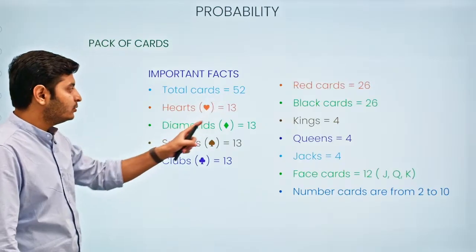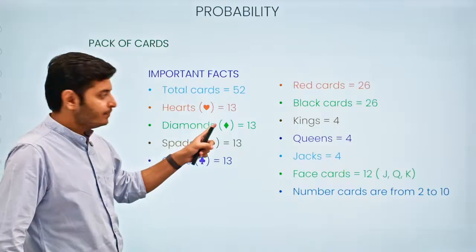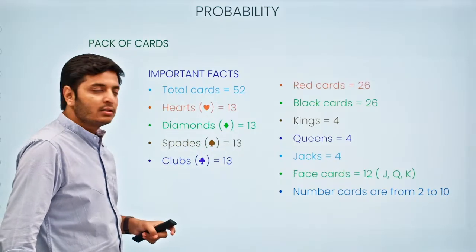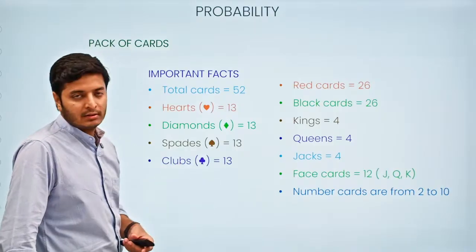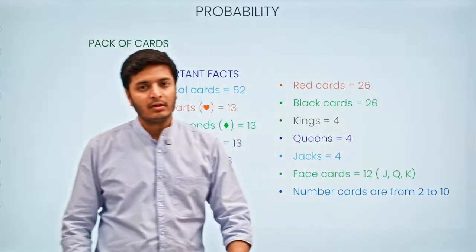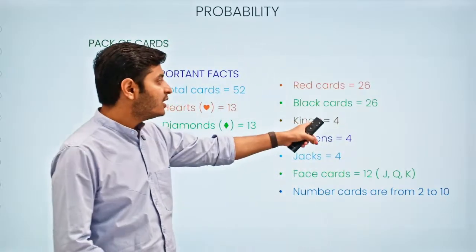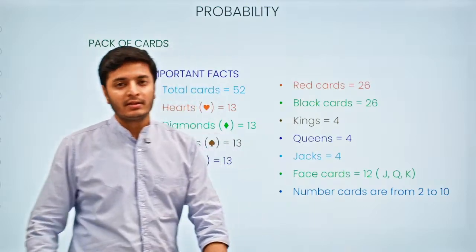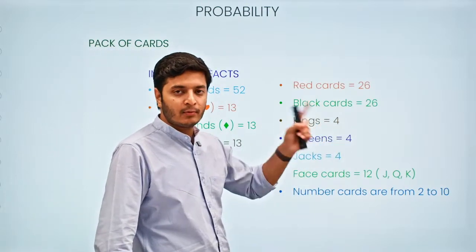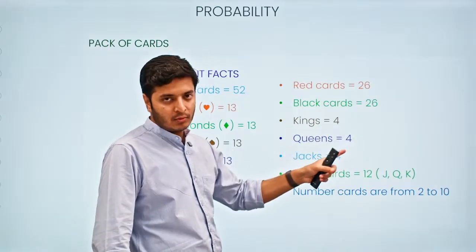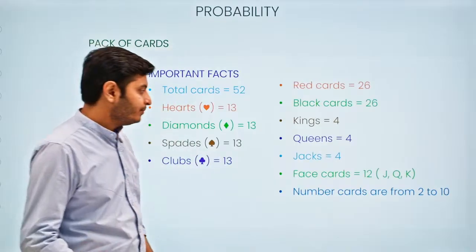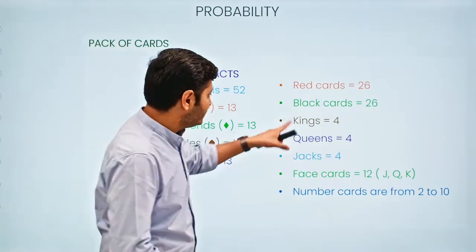Out of these 52, 13 would be hearts, red in color, 13 would be diamonds, red in color, spades, 13 black in color, clubs, 13 black in color. Then the total number of red cards is 26, the total number of black cards is 26. How many kings are there? 1 for each type, so 4, because there are 4 types of cards. Queens, 4, 1 of each type. Jacks, 4, aces, 4.